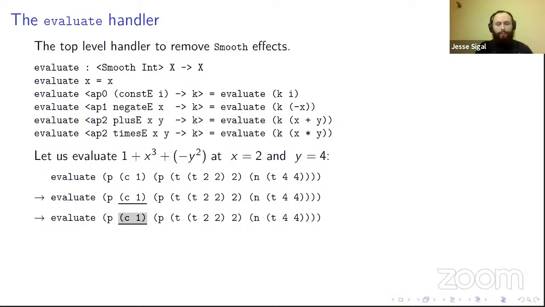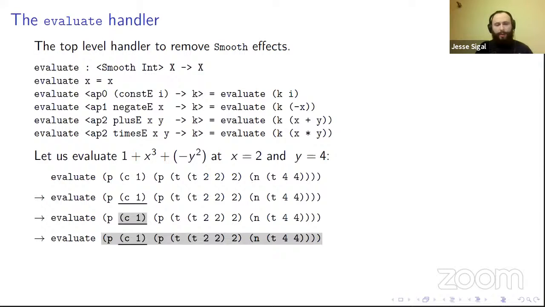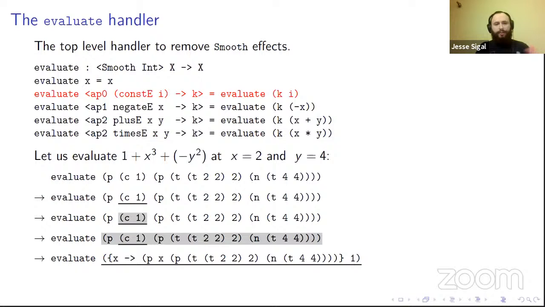And so we start capturing the command itself, and then we see it's an argument to the plus. So we capture the whole plus. And what we see now is we have the command C1, which corresponds to the smooth effect interface, and evaluate says that it'll handle that. And so we have hit one of the defining equations for evaluate. So what happens now? The variables I and K in the left-hand side of the definition are going to be bound.